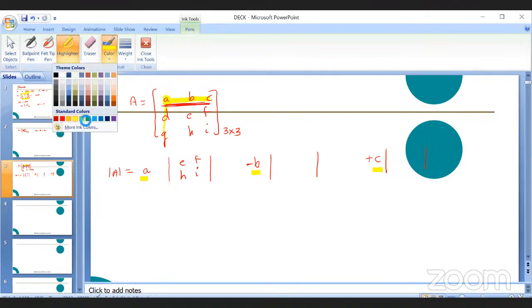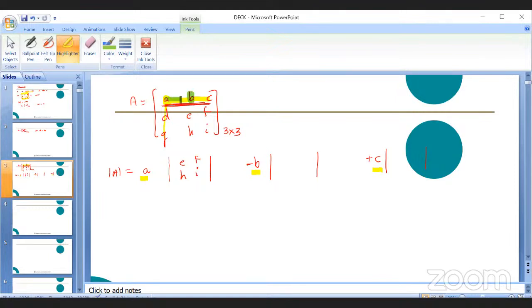Now, for B, which determinant will I take? B is here. So cut the B row and the B column. What is left? D, F, G, I. Lastly, C. Where is C? C is here. Cut the C row and the C column. What is left? D, E, G, H.